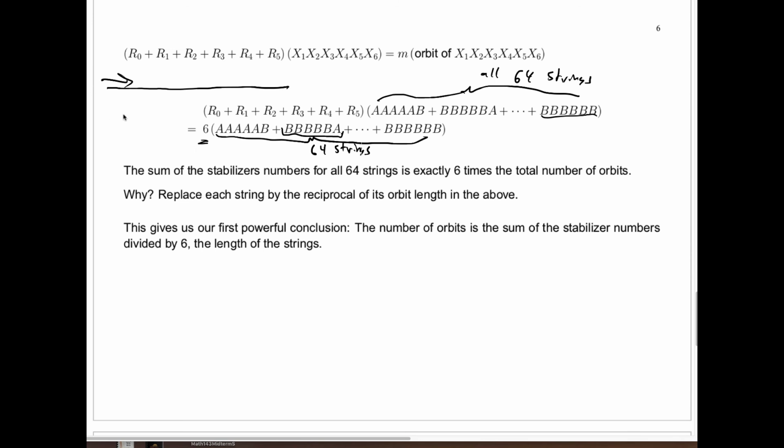And now I want to take this identity that we just talked about and the previous one that involved stabilizer numbers and tell what they say when we look at both of these identities together.